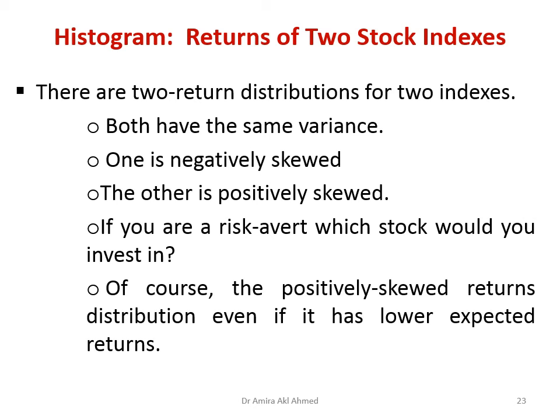If you are a risk averse, which stock would you invest in? A risk averse investor would prefer the positively skewed returns distribution over the negatively skewed one, even if the latter is associated with higher expected returns compared to the former. Could you guess why? Think about this point.